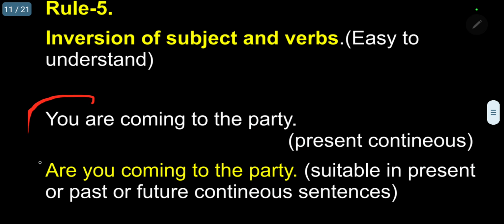Are you coming to the party? So I am bringing our friend. Are you coming to the party? Only additionally I have to put a question mark. That's all. Are you coming to the party?